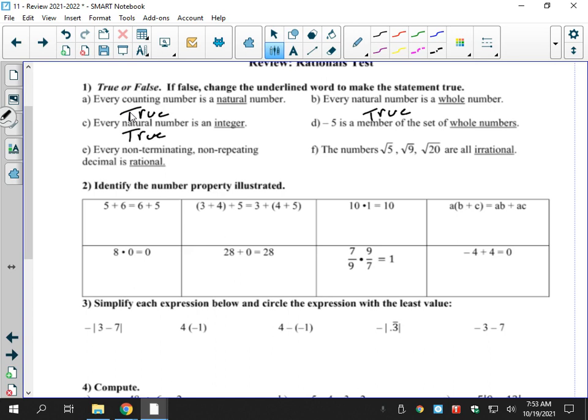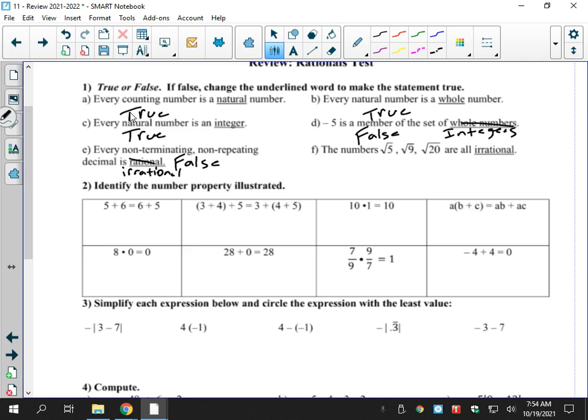-5 is a member of the whole numbers. That is false. There are no negative numbers in the whole numbers. It is a member of the integers. Or we could say rational, or we could say real numbers. Every non-terminating, non-repeating decimal is rational. False. Okay? Non-terminating, non-repeating decimals are irrational.